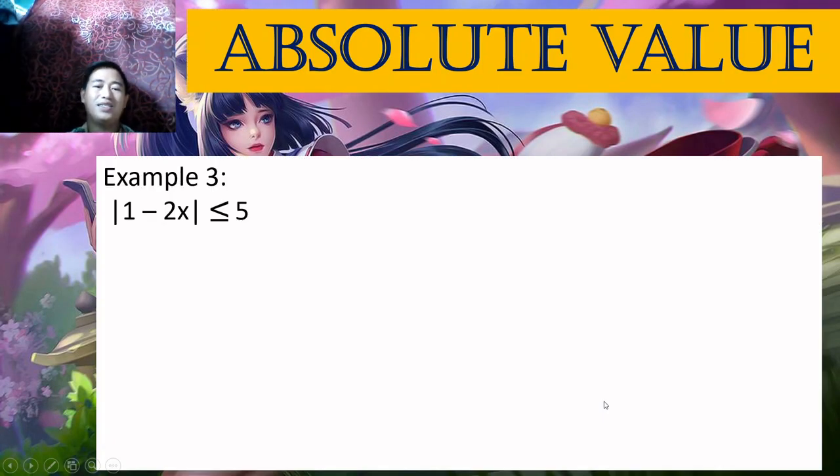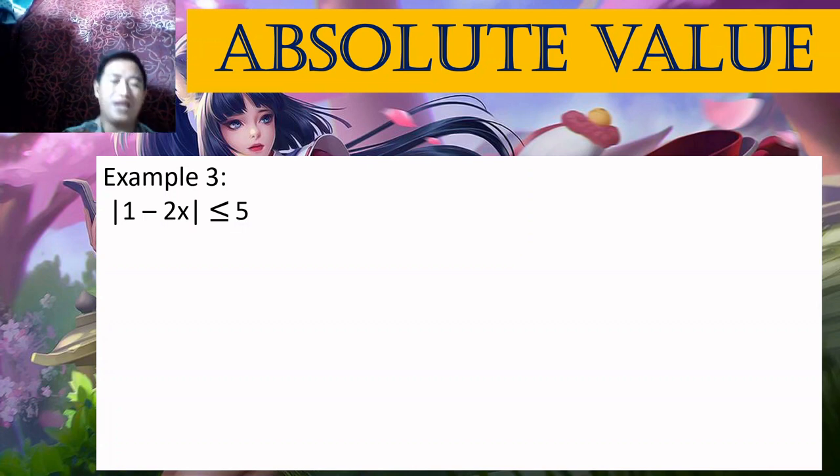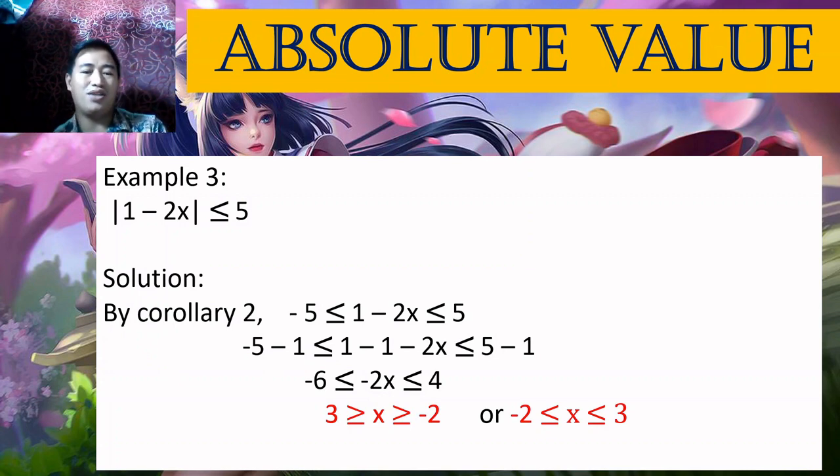Okay? Next, example number 3. What if it is less than or equal? Again, we write the solution by Corollary 2, since this is less than or equal. So it is in between negative 5 and 5. So, negative 5 less than or equal to 1 minus 2x less than or equal to 5. Then subtract 1 from each part: negative 6 less than or equal to negative 2x less than or equal to 5 minus 1, which is 4. And then divide by negative 2 on both sides.